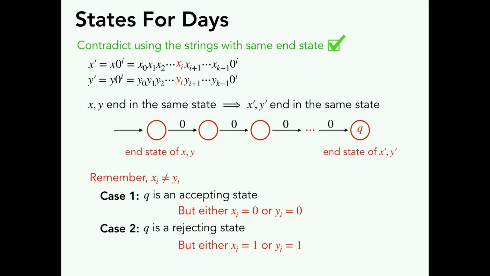As a very quick high-level overview, essentially what we're doing here is we're constructing these two strings, x prime and y prime. We construct them in a way that guarantees that the kth character from the right is different in these two strings. We also show that these two strings have the same ending state. This is problematic because if the ending state is accepting, since the kth characters from the right are different, one of them will be 0 and this is a contradiction. Similarly, if the ending state is rejecting, the kth character from the right in these two strings, one of them will be 1 and this is also problematic. And this is how we reach our contradiction and we're able to conclude.